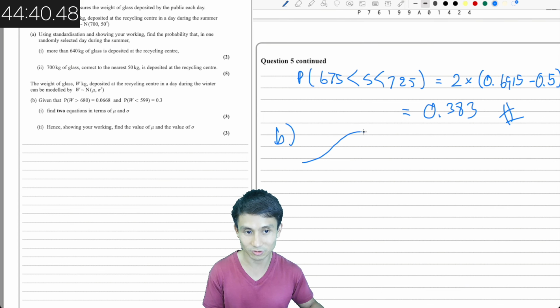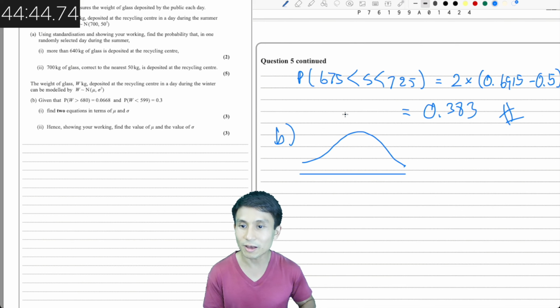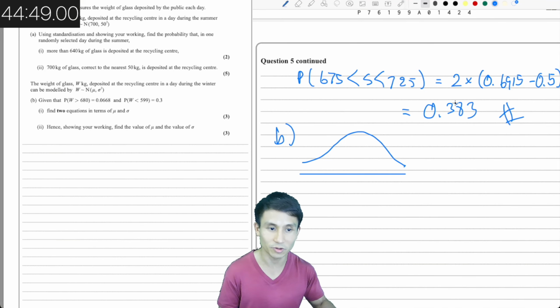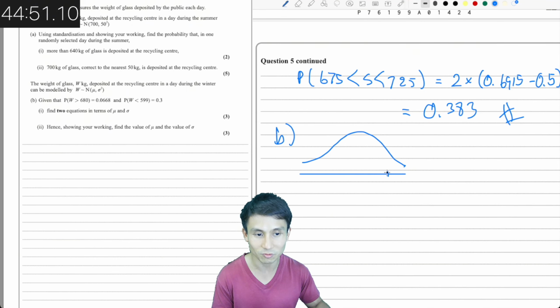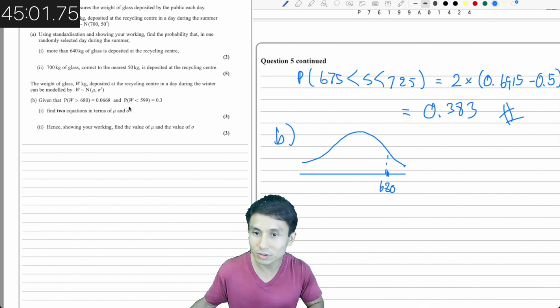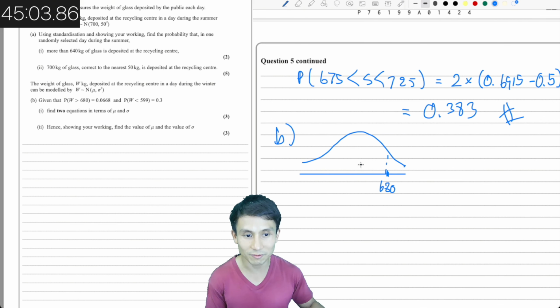But let me draw it out, because it makes sense to draw the bell curve first. You have some value beyond which the probability is 0.06. So that's almost like at the right end. So this is maybe Z2, okay? And the value is just 680. And then you have on the left end maybe less than 599 where it's 30%, yeah? So 599 is here. And we have the mean in the middle here, all right?